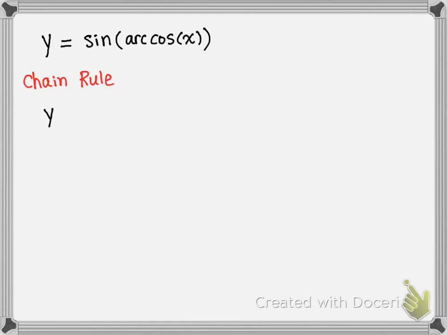So y prime, the chain rule tells us to take the derivative of the outer function. The derivative of sine is cosine. You evaluate it at the inner function, arc cosine of x. Then you multiply by the derivative of arc cosine of x. Since it's a cofunction, it gains a negative sign, and it is negative 1 over the square root of 1 minus x squared. Try to memorize this formula. And then you can simplify.